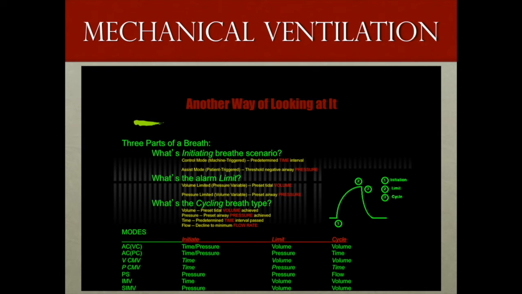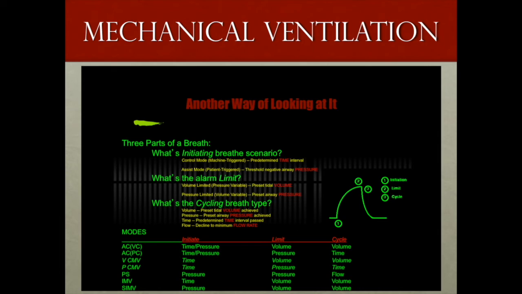The other option for the initiation of breath is pressure, in which case the patient needs to generate a negative inspiratory force that can then be measured by the ventilator, which will trigger it to initiate its support of ventilation. For alarm limits, there are two types. You can either have a volume limit or a pressure limit. And again, if volume is held constant, you will have a variable pressure depending on the patient's compliance.